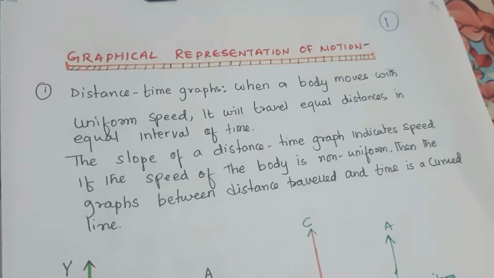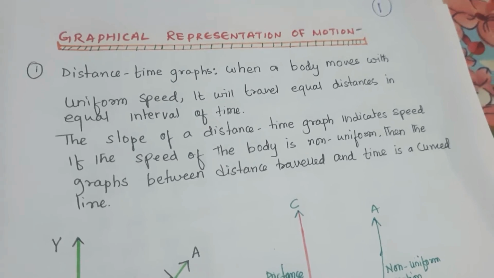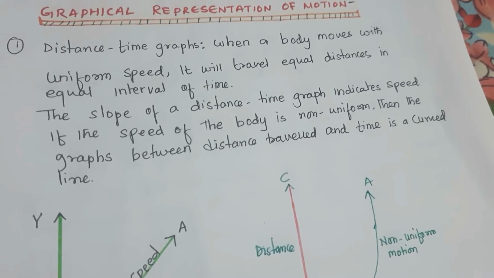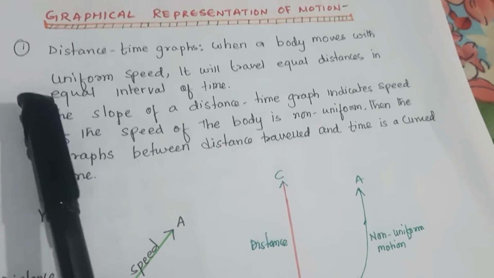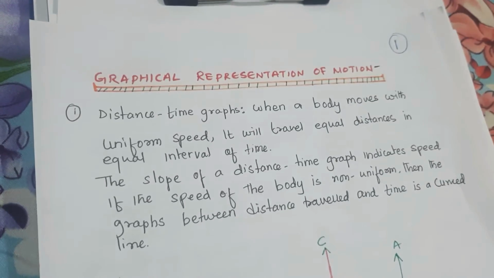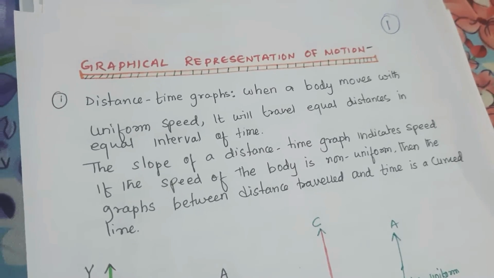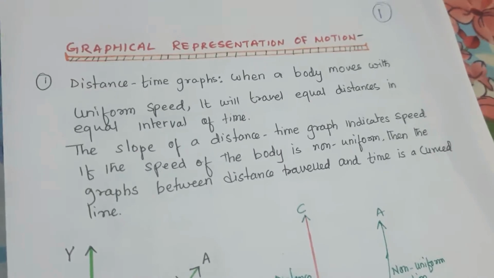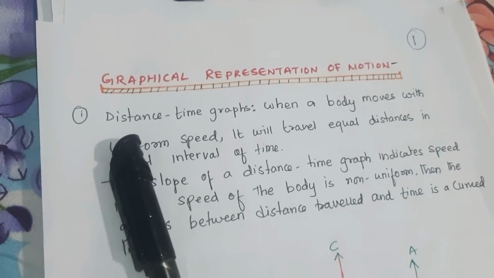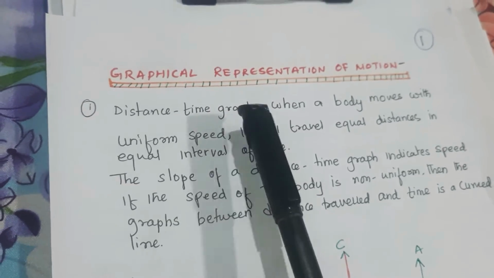Hello class. Today we'll be studying the graphical representation of motion. So first, when we talk about graphical representation of motion, what we are generally talking about is understanding when the object is moving at uniform speed or non-uniform speed. So we know what is distance, we know what is time, and how we will represent an object in this part.